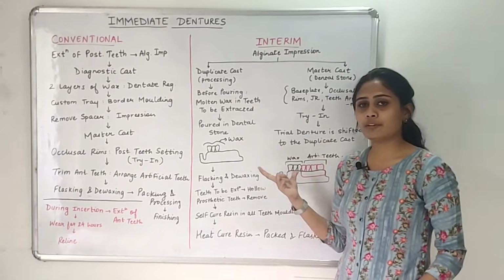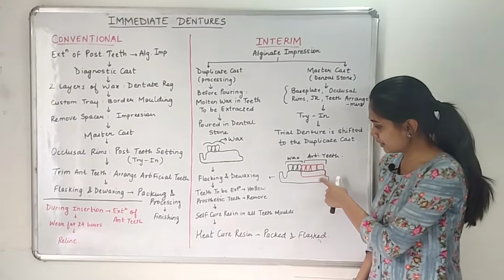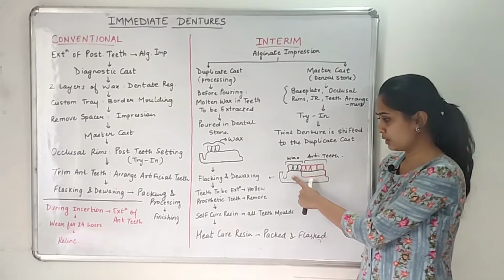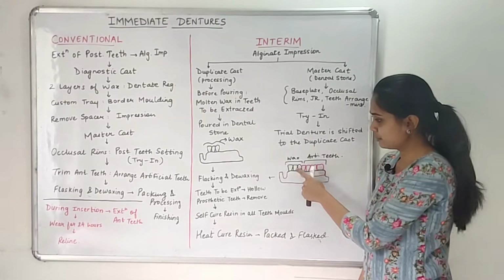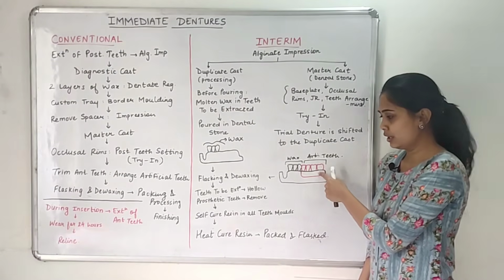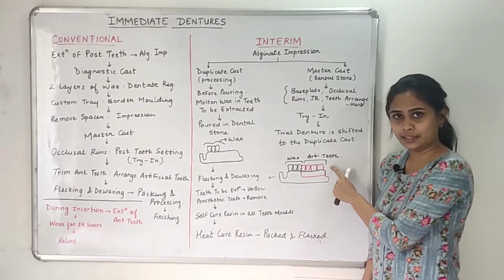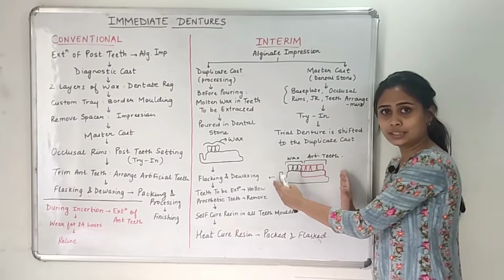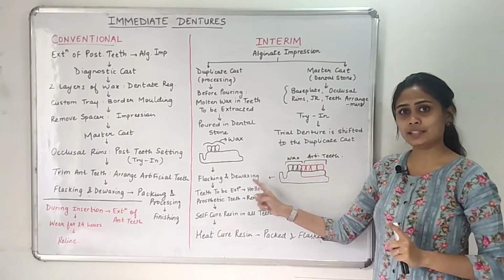So what will be our final unit? What would our final unit look like? We'll have a cast in dental stone. These teeth which we had already poured in wax, we'll have those teeth in wax, and here we'll have a unit which will have a base plate and our prosthetic or artificial teeth. When this unit is ready with us, we'll do flasking and dewaxing.